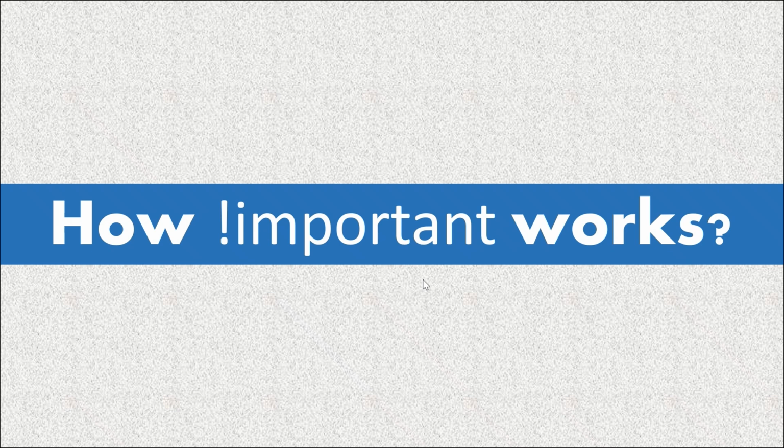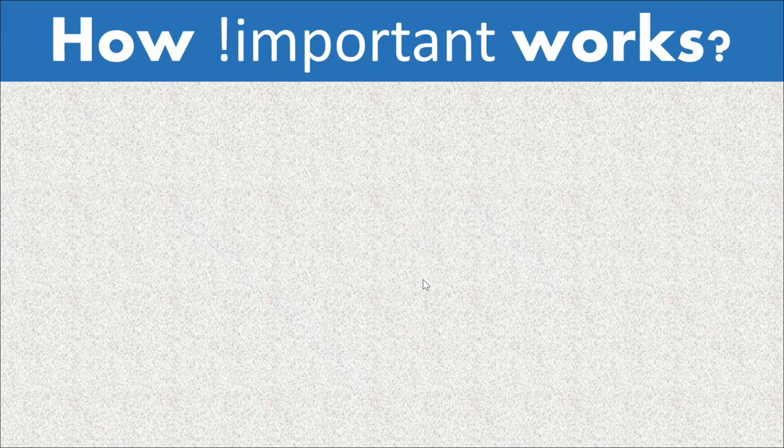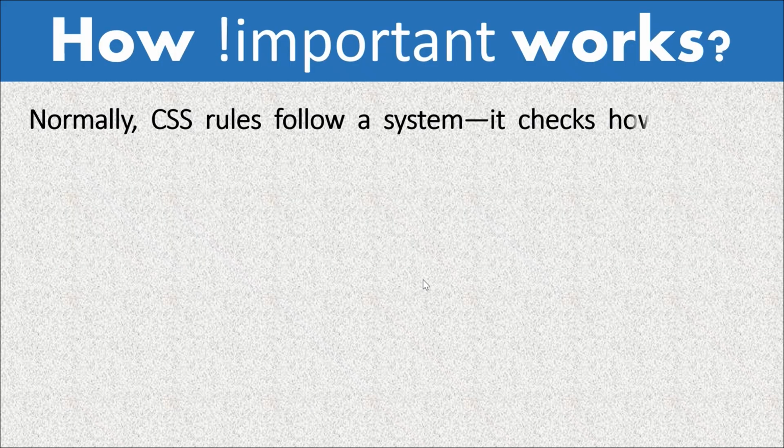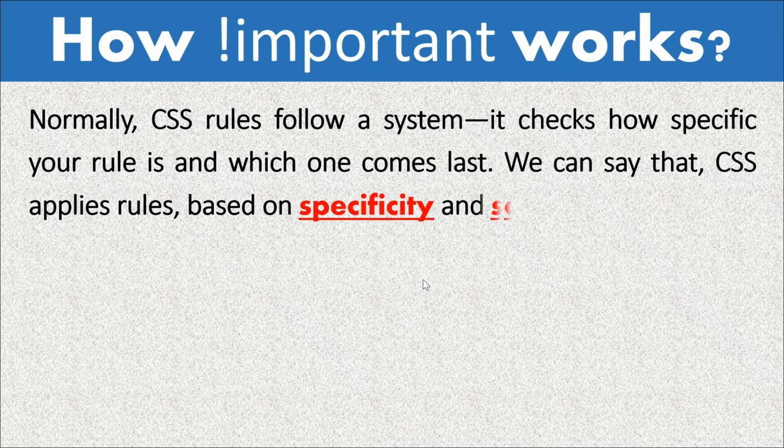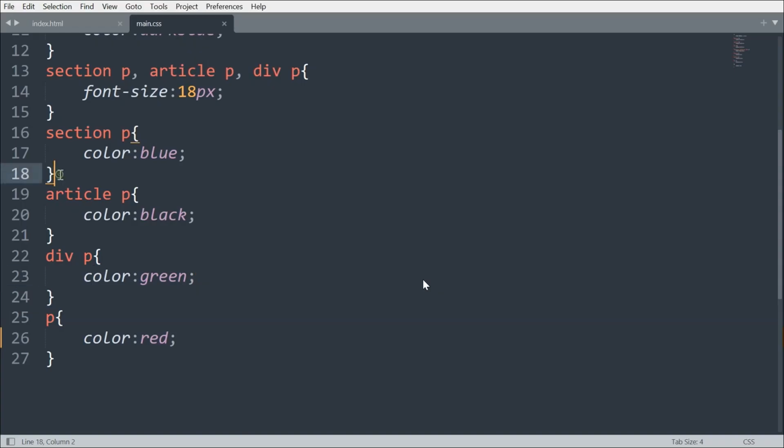Let's see how !important works. Normally, CSS rules follow a system which checks how specific your rule is and which one comes last. We can say that CSS applies rules based on specificity and source order. Let me explain what specificity and source order mean.